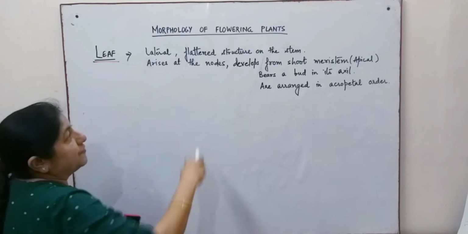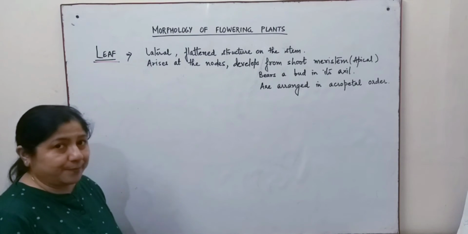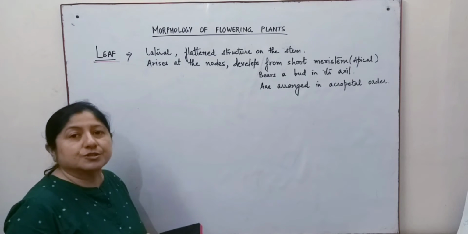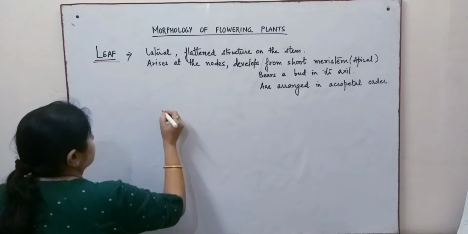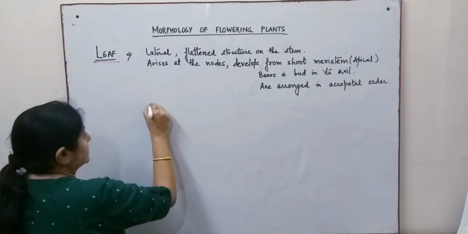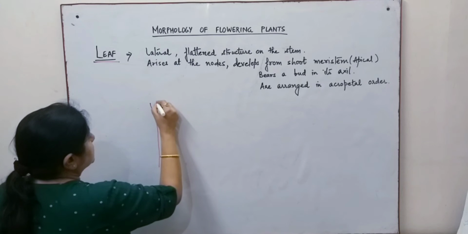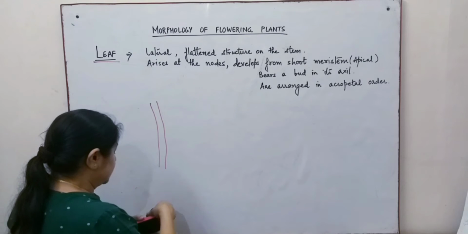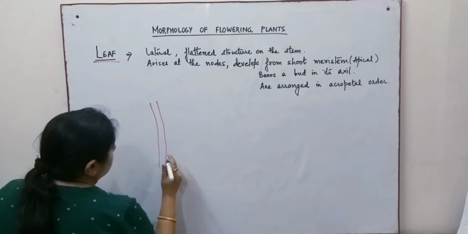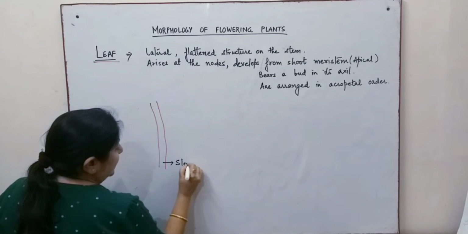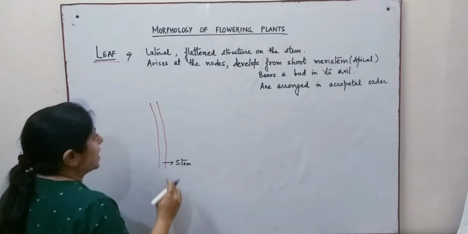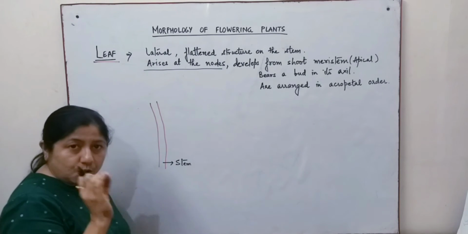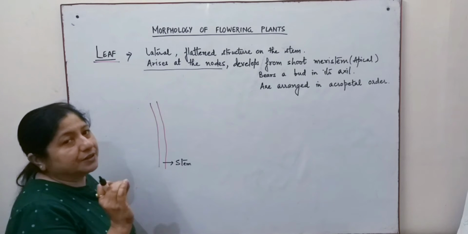It's a lateral flattened structure on the stem, and it is green in color, but it can be variously colored also due to the deposition of various kinds of pigments. Let us now in this video try and understand the structure of a typical leaf. This is the stem. To the stem is attached the leaf, and the attachment of the leaf is always at the nodes. So the nodes of the stem will carry the leaves.